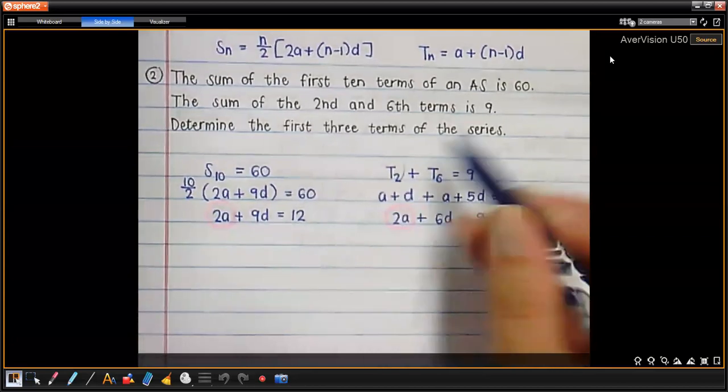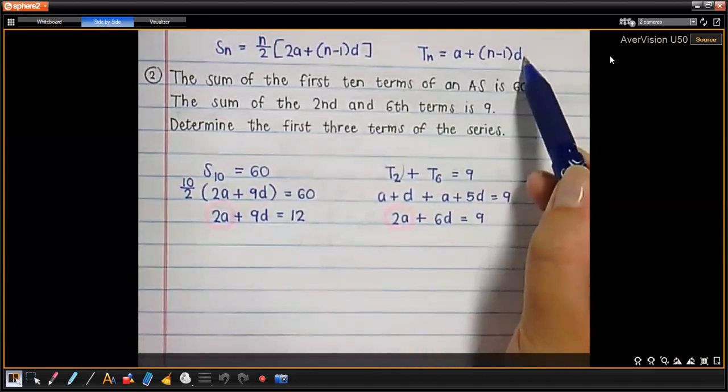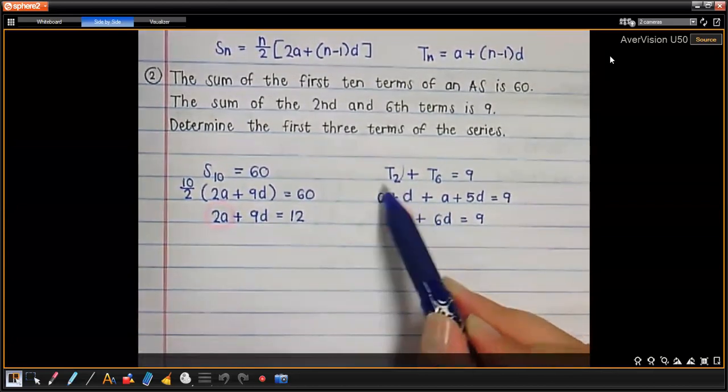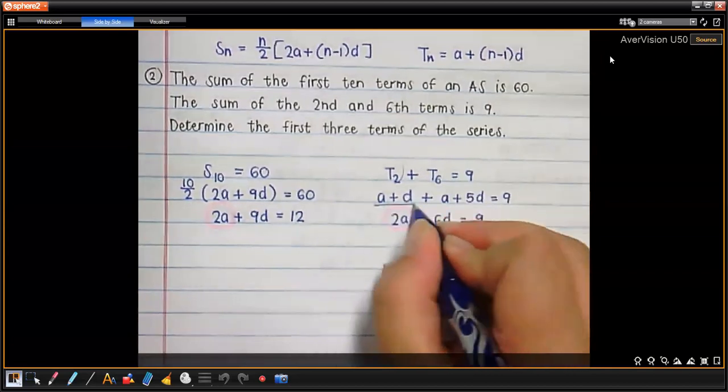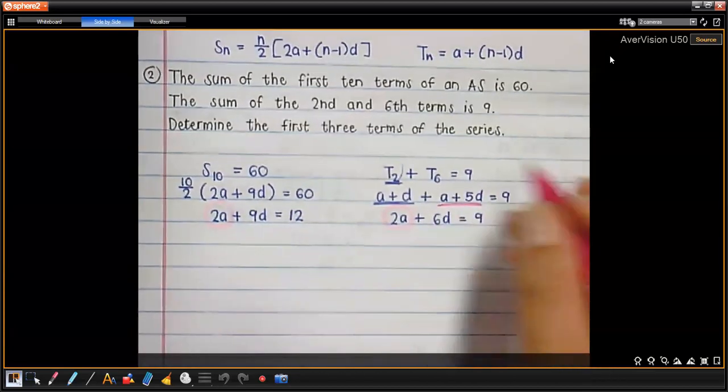So term 2, if we were working with this formula, is a plus 2 minus 1b. And 2 minus 1 is 1. So that's where 1b comes from. So this is term 2. Okay. And then this is term 6.